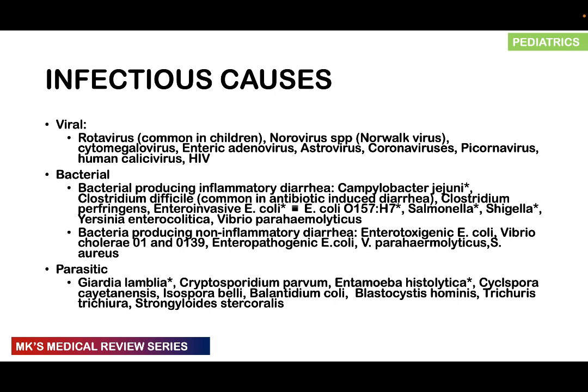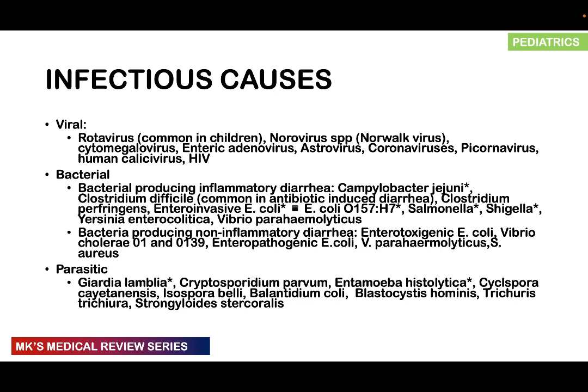You may have Clostridium perfringens, enteroinvasive E. coli, E. coli O157:H7, Salmonella, Shigella, Yersinia enterocolitica, Vibrio parahaemolyticus. Then you have those that cause non-inflammatory diarrhea like enterotoxigenic E. coli, Vibrio cholerae O1 and O139, enteropathogenic E. coli, even Vibrio parahaemolyticus, as well as Staphylococcus aureus. The ones that I have appended an asterisk to are causes of bloody diarrhea, so they can potentially result in dysentery.